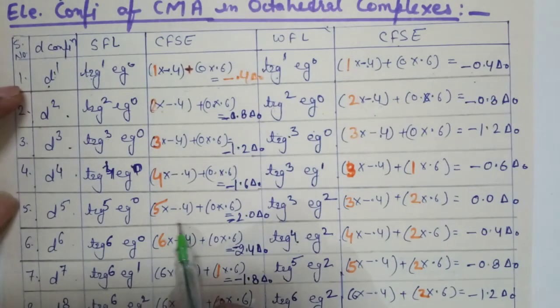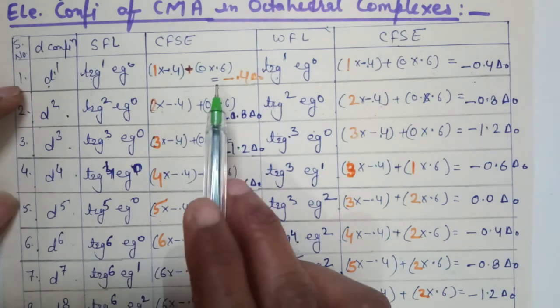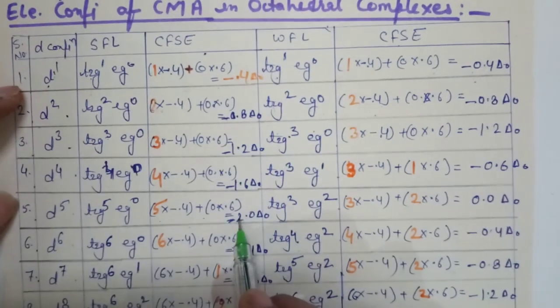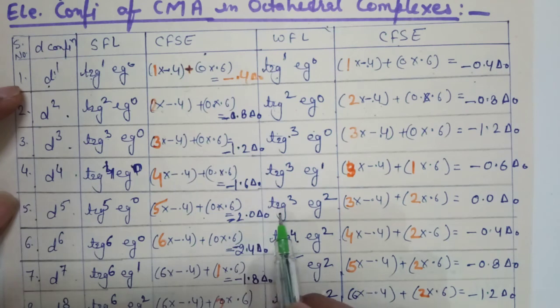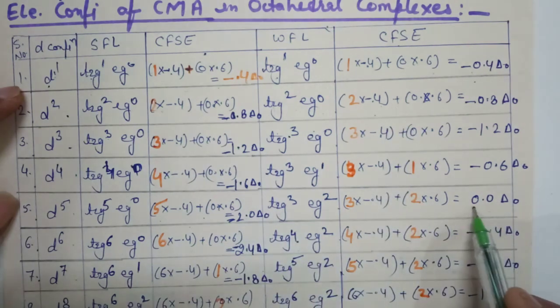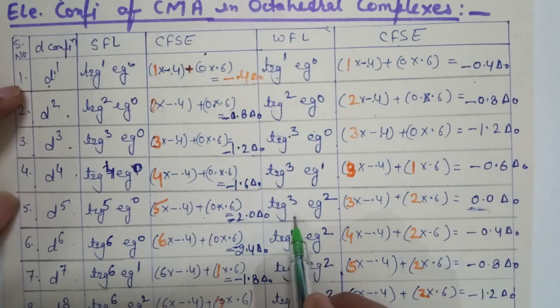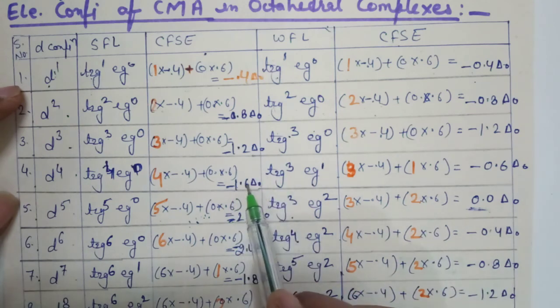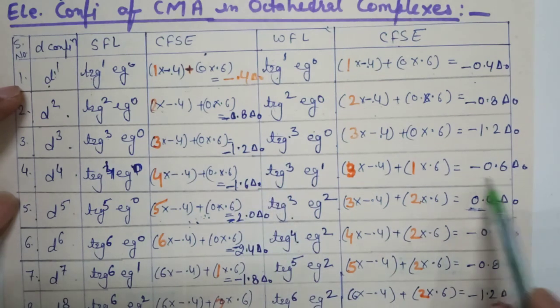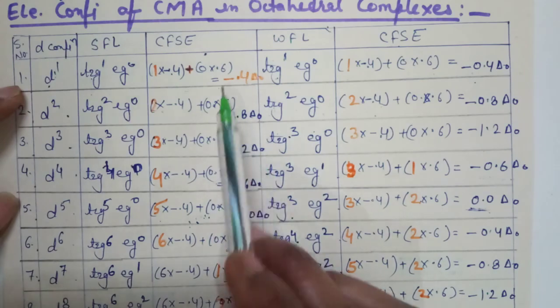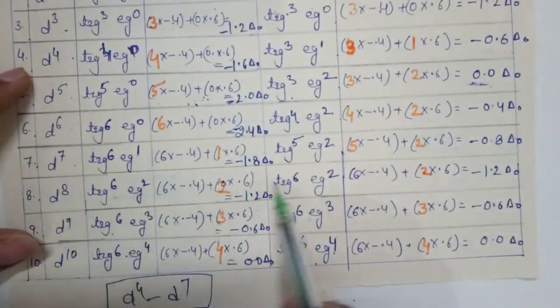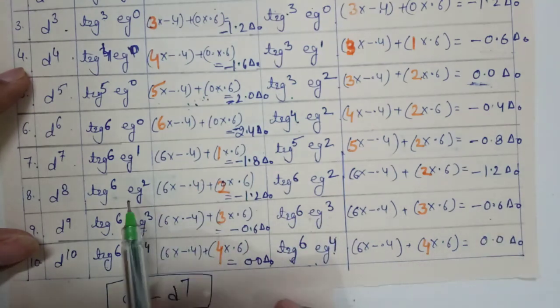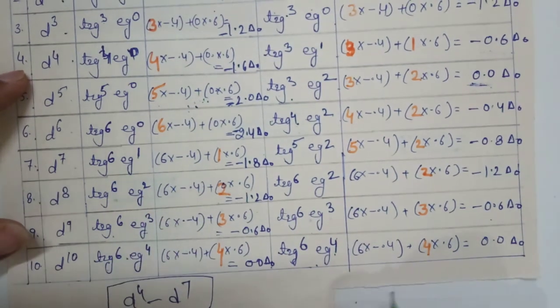Just like the d5 electronic configuration: in SFL, the CFSE is minus 2.0 delta O, while in weak field ligand it is 0.0, which means no splitting energy. So the strong field configuration is more stable than this. Here it is minus 1.6 and here it is only 0.6, so it is less stable. For d1, d2, d3 and d6, d7, d8, d9 and d10, there is no change in the CFSE, so there is no effect of weak field and strong field ligands.